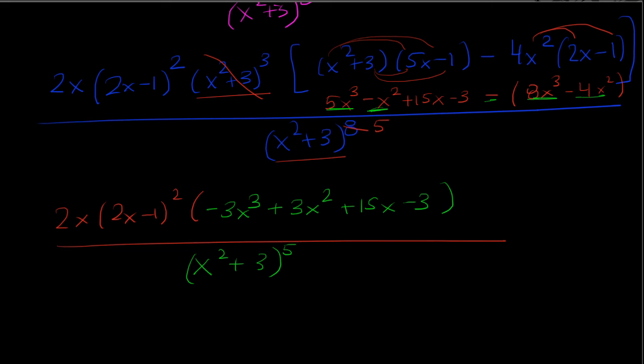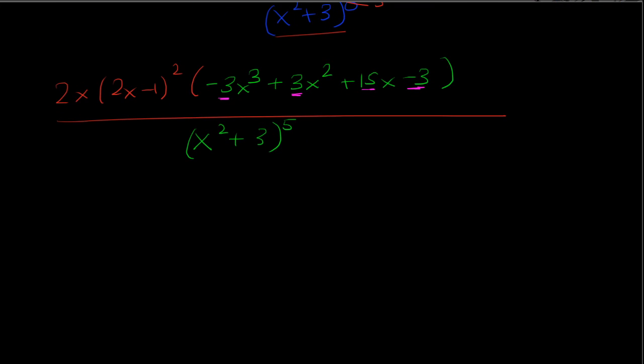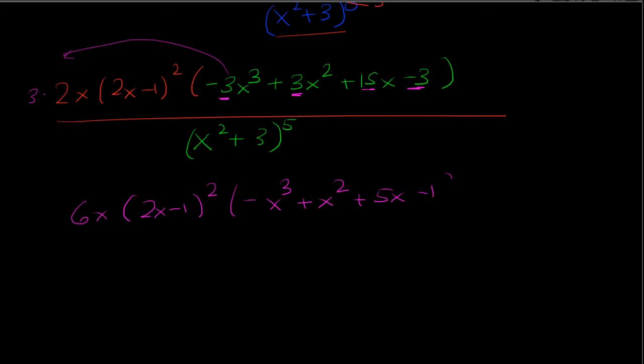And let's see here. They all have a factor of 3. And that's most likely the best I can do. But yeah, I think that's optional if you want. So I'll just do it. I'll pull out a 3. So that would be 6x times 2x minus 1 squared times negative x cubed plus x squared plus 5x minus 1 all over x squared plus 3 raised to the 5th power. And that is our derivative.